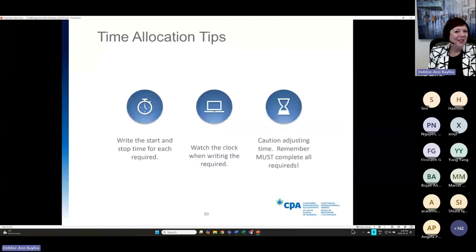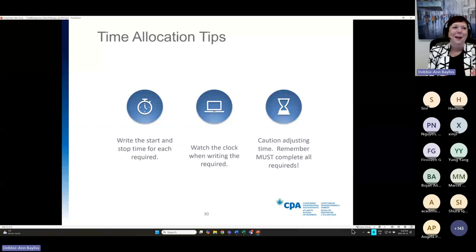So you notice that, again, best practice is to write your start time and your stop time and watch that clock. So take that time, allocate it, complete it. And we're going to talk about how you base how much time you should spend on each of your assessment opportunities in a moment. Caution adjusting those times.